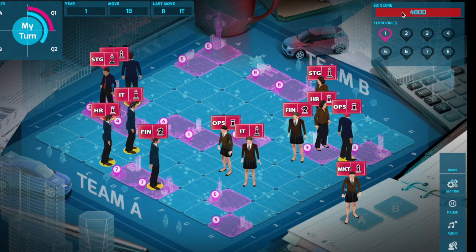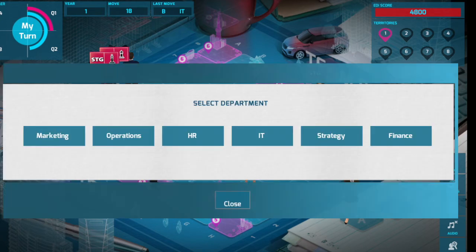The EDI score on the top right-hand corner represents the overall employee development index of your organization, and if the color is in red, you would need to worry, and if it's in green, don't worry, your employees are happy and you're doing good. Click on the decisions to make the decisions based on the strategic goals that you have.